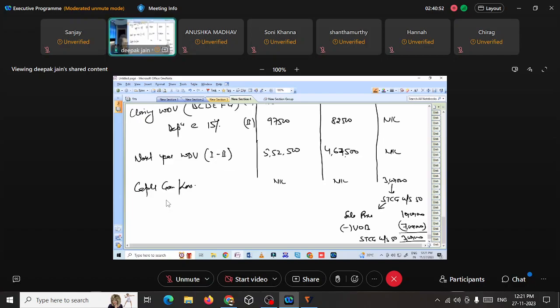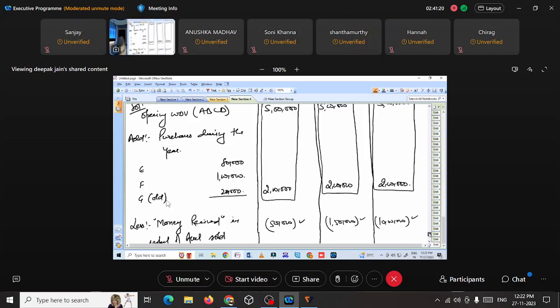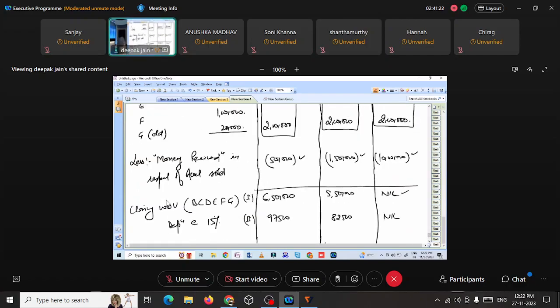So are you comfortable or not? Yes, sir. So whenever sale price exceeds the value of block, WDV shall be nil and the surplus amount shall be treated as short-term capital gain. So even in case of a running business, the assets can be zero? Yes, in case of a running business, WDV can be nil, like in our example, WDV here is nil.